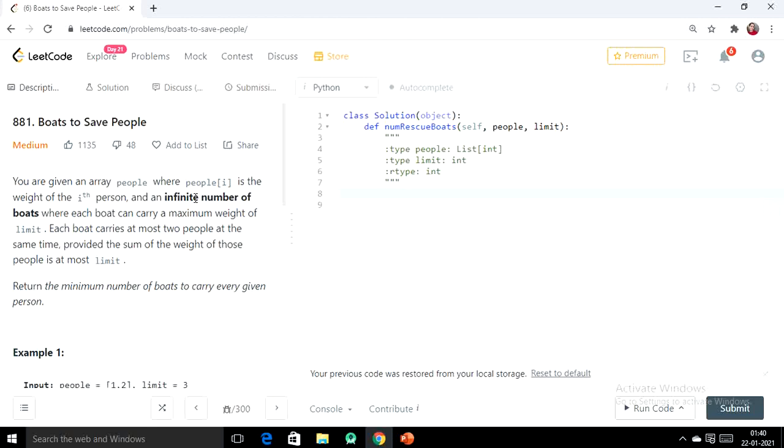So let us see how to solve this problem. So I will solve this problem using Python. First of all, we have an array people, right? So for example, it has 2 elements, 1 and 2, and limit is given to us as 3. So what we can do, first of all, here you can see elements are already sorted, right?